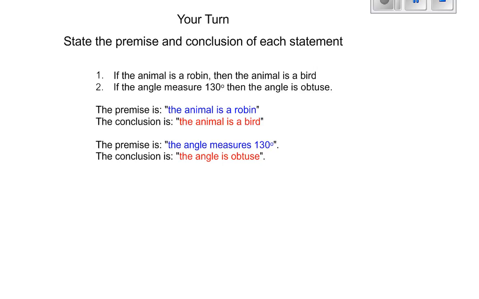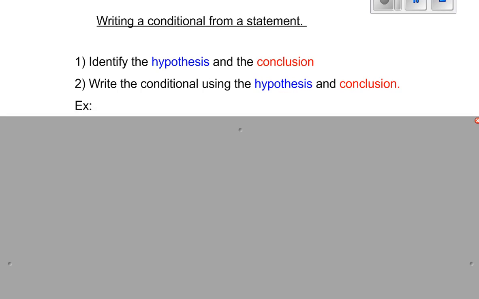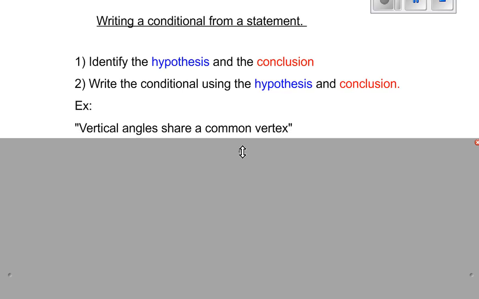Good. What kind of questions could they ask us to do? Well, they may want us to write a conditional statement from a given statement. In other words, I want to write a conditional from a statement. So the first thing I have to do is identify the hypothesis and conclusion, and then I have to write the conditional using the hypothesis and conclusion. So let's take a look. Vertical angles share a common vertex. Notice how there is no if-then in this statement, but I should be able to identify the hypothesis and conclusion from this statement.